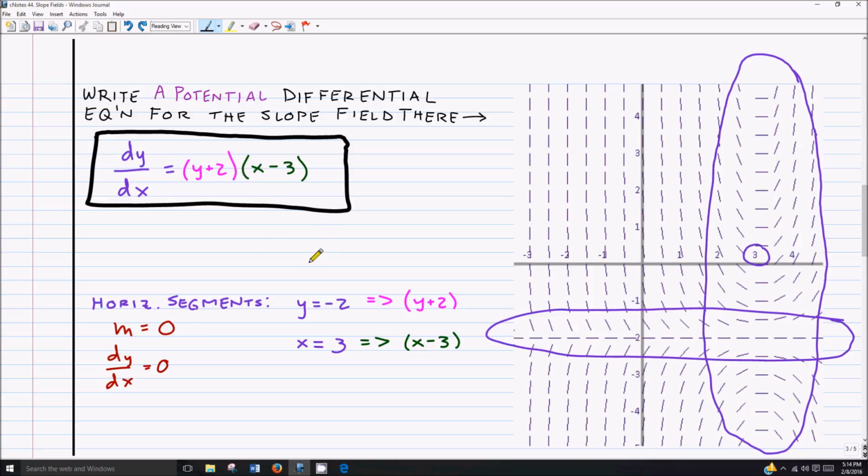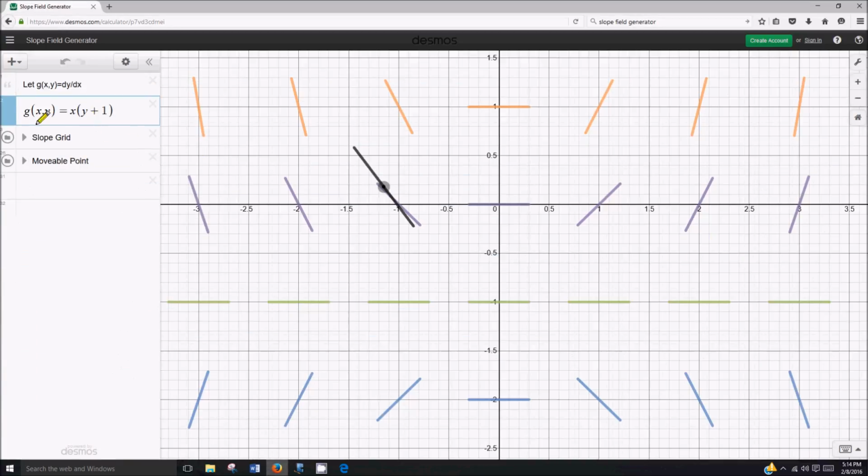So just know that that's a potential one. Now, how reasonable was this? Let's go ask Desmos to spot check for us. Does this look like a reasonable facsimile of what we just looked at? So we got y plus 2 and x minus 3.